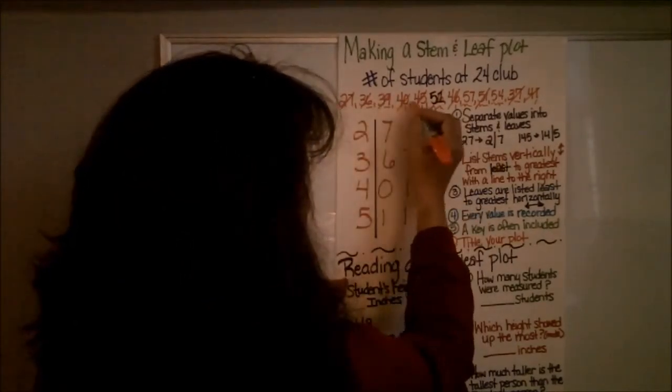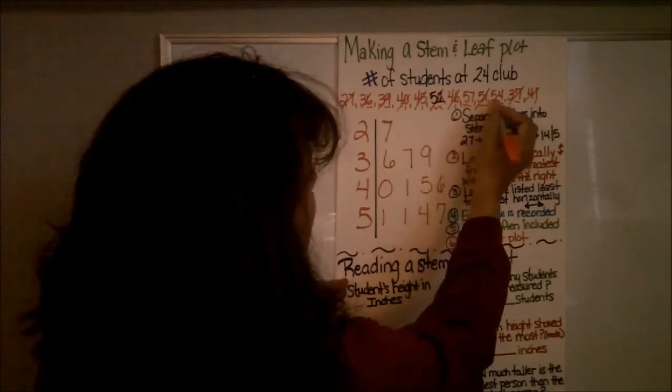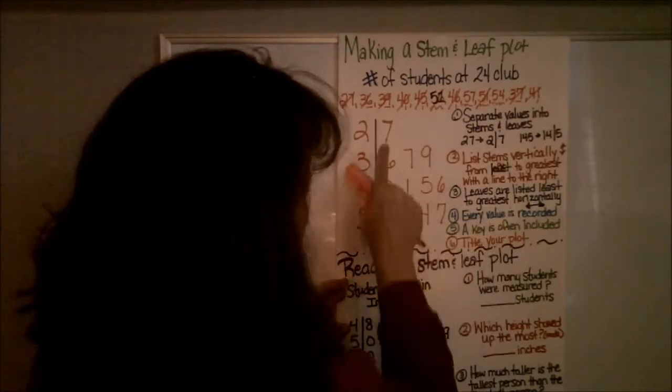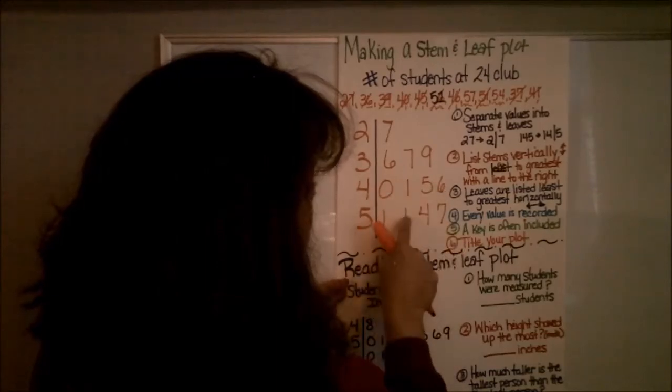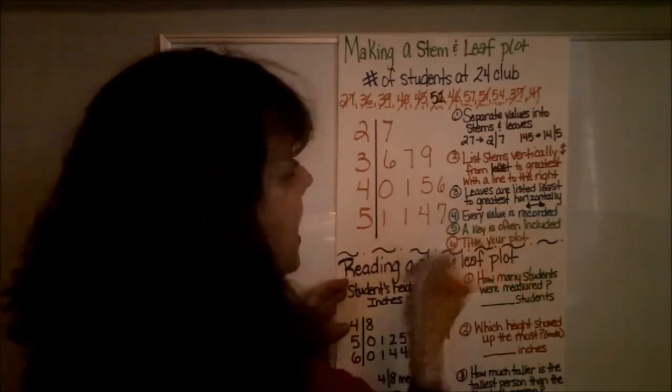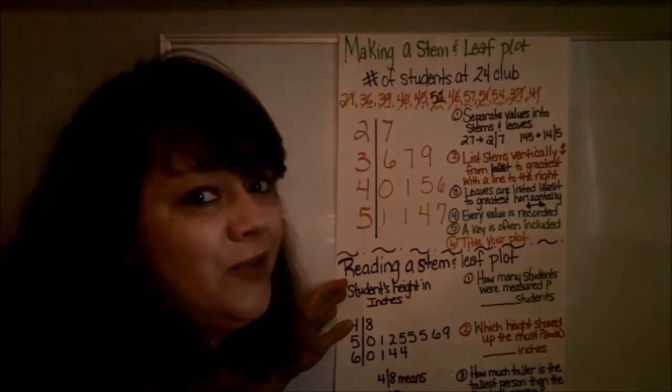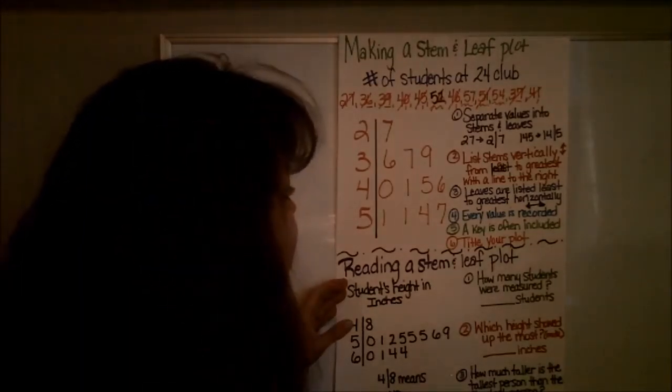1, 2, 3, 4, 5, 6, 7, 8, 9, 10, 11, 12 numbers. That's how I check to make sure I recorded each one in my stem and leaf plot.